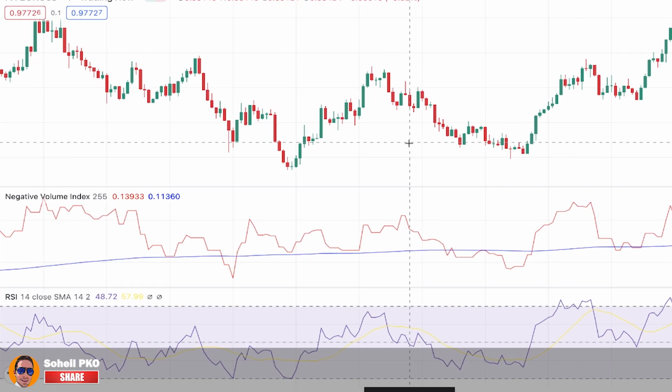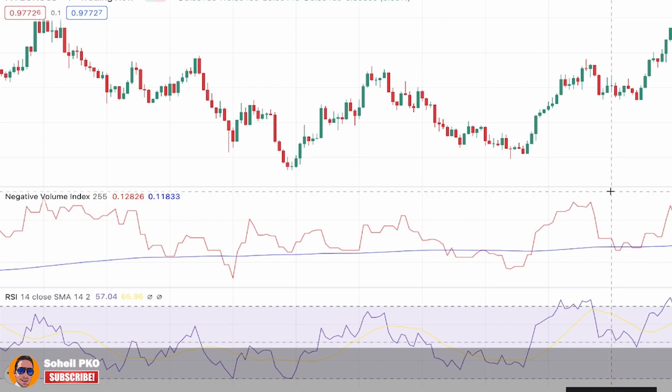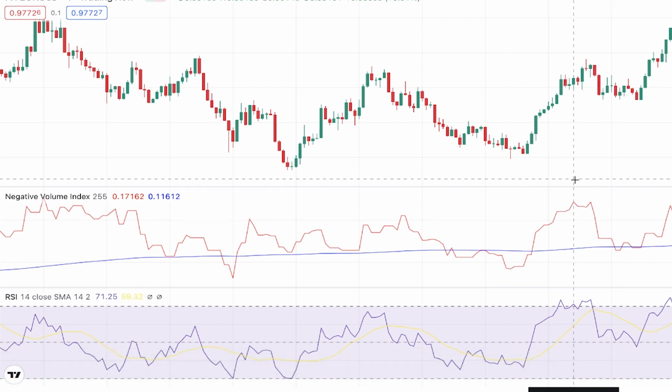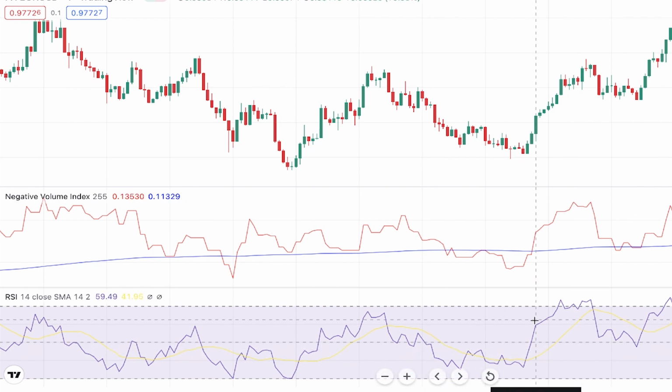As I explained earlier, in this strategy we only focus on bullish crossovers of negative volume index because it has higher accuracy, and we're going to use RSI for confirming our trading decisions. When the NVI line crosses above its 255 EMA, we enter a long position only if RSI is above 50. If it's below 50, we don't enter the trade. By having this filter, we don't enter in the times of pullbacks in downtrends.